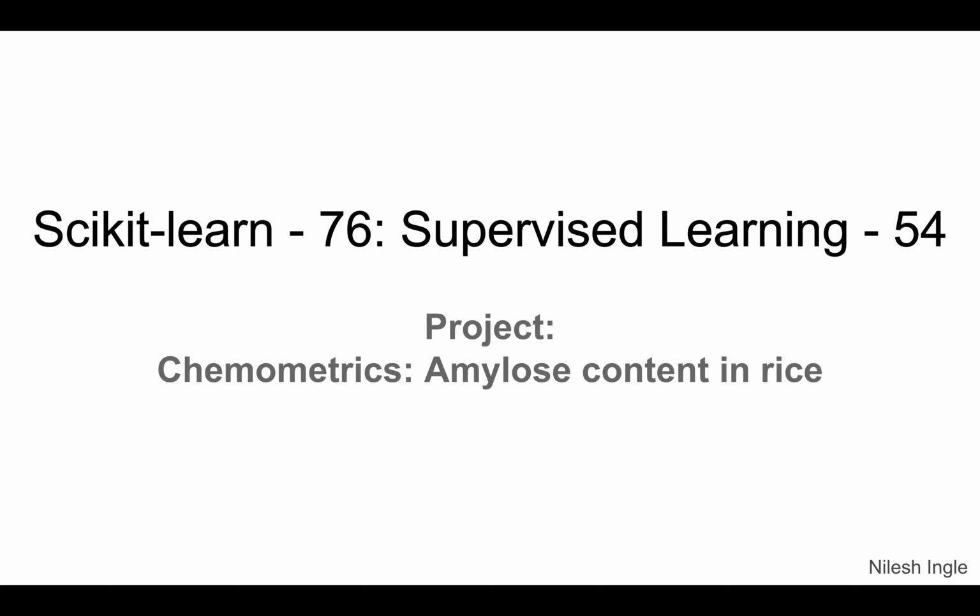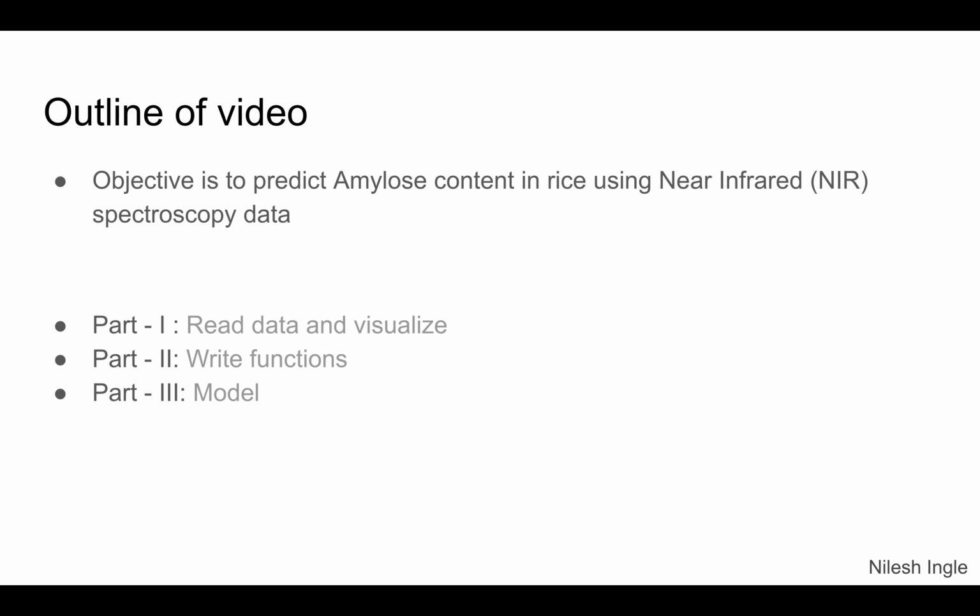I'm Nilesh, and in this video, we'll work on a real world example where we can use the partial least squares method to do some predictions. We are going to be working on chemometrics. So we'll try to predict the amylose content in rice. And the data that we'll use is near infrared spectroscopy data.